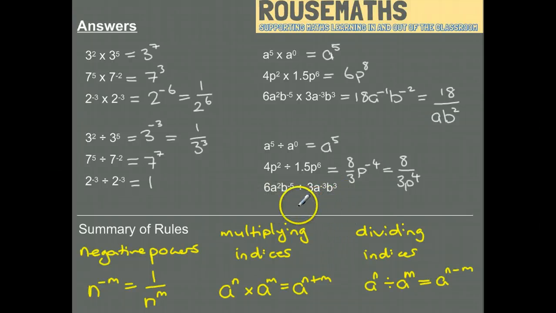Okay, and now for this last one here, we've got 6 divided by 3, which is 2. We've got a to the power 2 divided by a to the minus 3, so that will be 2 take away negative 3. So we have a to the power 5, and then we're going to have b to the minus 5 divided by b to the 3, which will be minus 5 minus 3. So we'll have b to the negative 8. So our final answer is going to be 2a to the power 5 over b to the power 8.